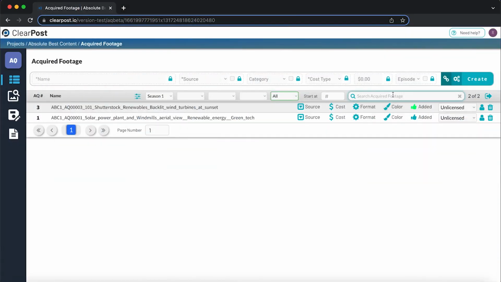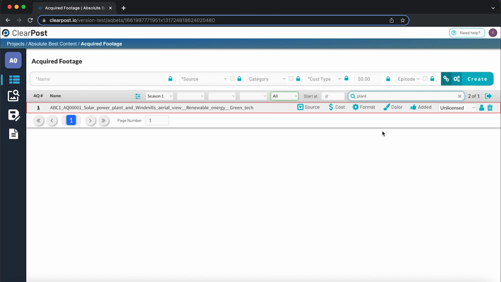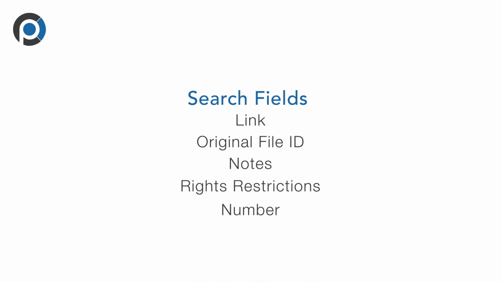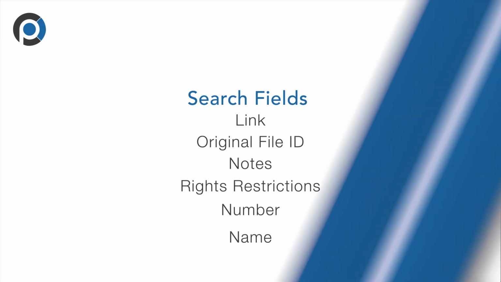If you are looking for a record or records, but aren't sure how to find it, you can use the search input to help locate it. You can search for the following fields in ClearPost: link, original file ID, notes, rights restrictions, and number, as well as the name of the clip itself.